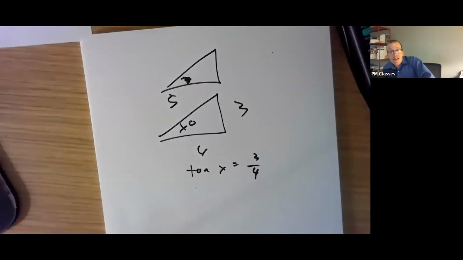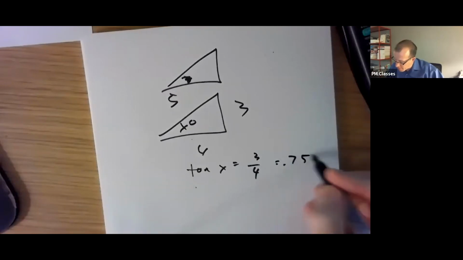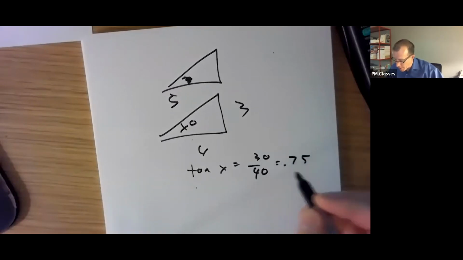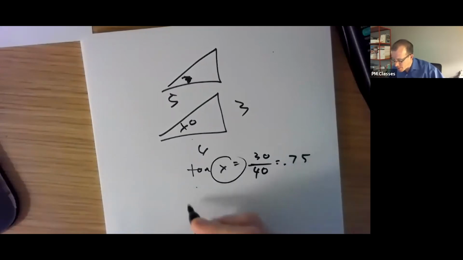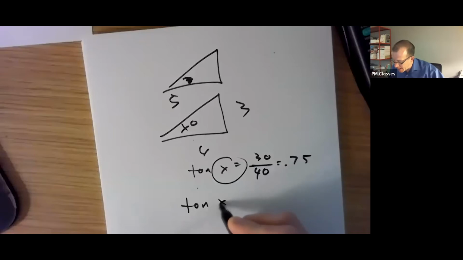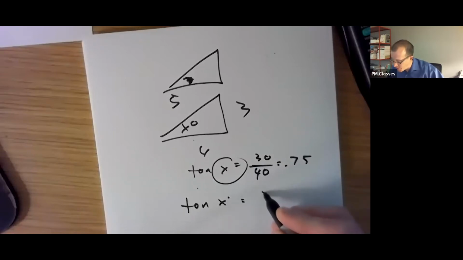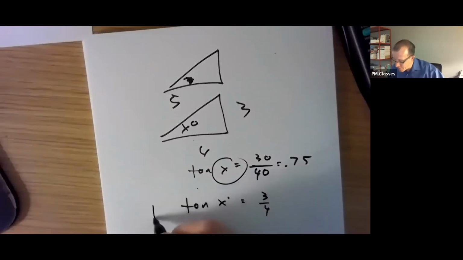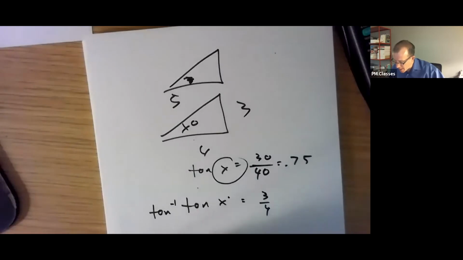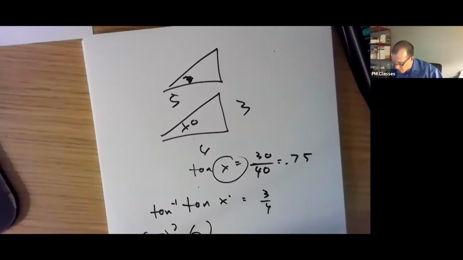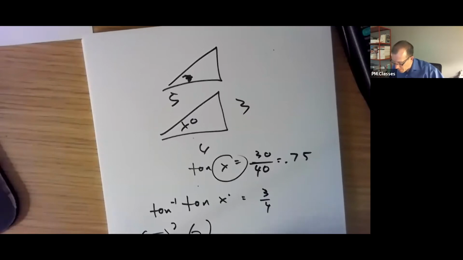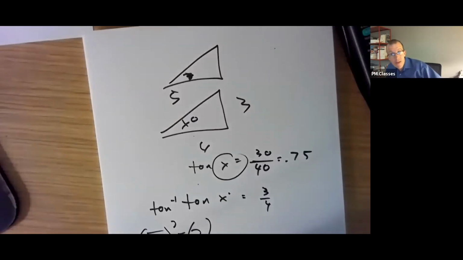But the question is, what angle gets me 3 over 4 or 0.75 or anything in that ratio, 30 over 40, and so on. To figure out what angle x is, to get rid of this tangent and get just the angle x, what we do is what's called the inverse tangent. So it's kind of like you undo a square root by squaring both sides, right? Or you undo a square by taking the square root of both sides. It's a different math operation.